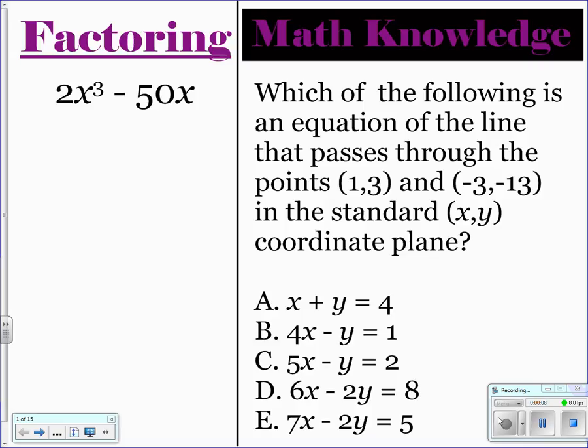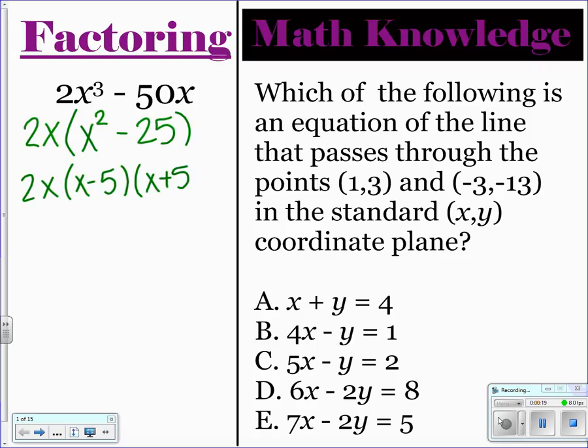answers. So for the factoring, we're going to factor out the greatest common factor, which is 2x. We're going to be left with x squared minus 25. That'll factor as x minus 5 times x plus 5. And so that would be the answer for your factoring.